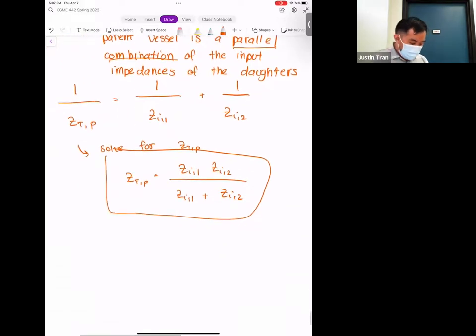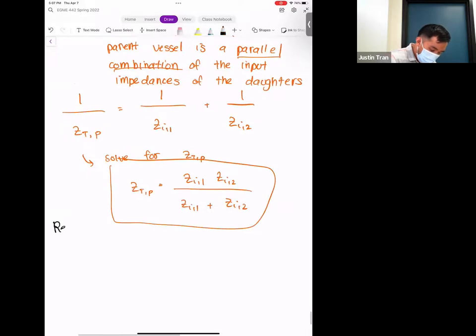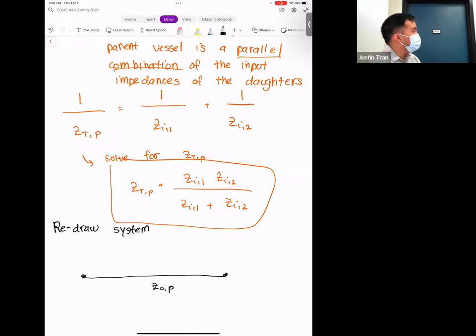All right. And so let's go ahead and redraw our system. If we redraw the system now, we have a single vessel here, right? We know the characteristic impedance of the parent vessel, so we know that Z0P. And now we also know the terminal impedance of this parent vessel as well, because we just computed it, right? And so it's right there.